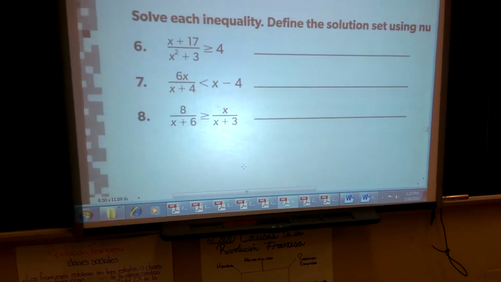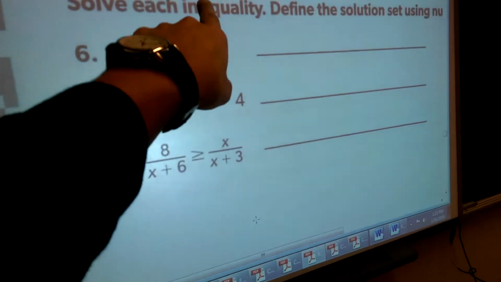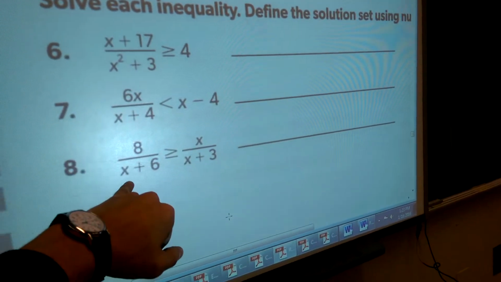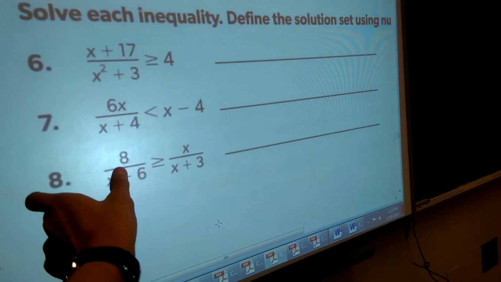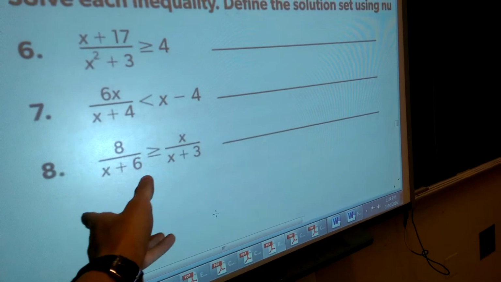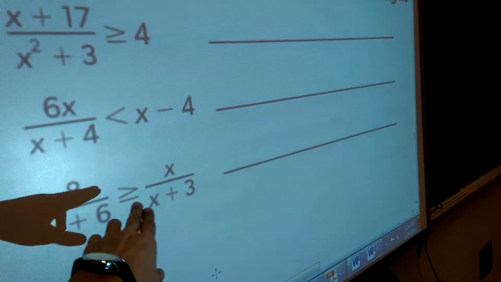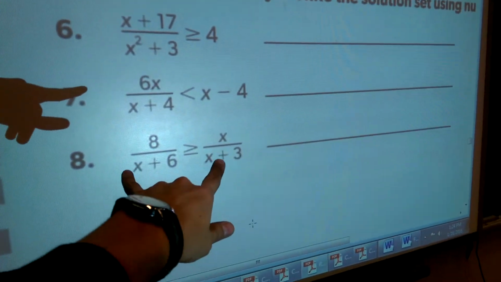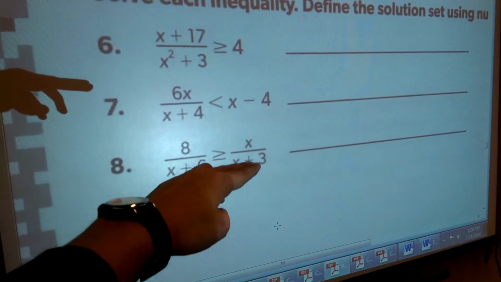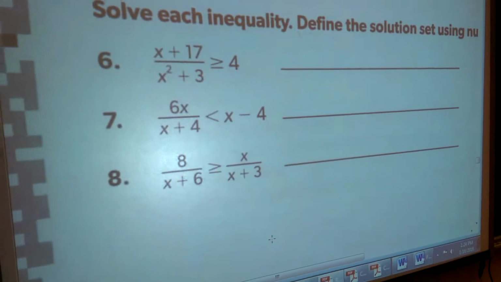This video is going to show you guys how to solve a rational inequality. Rational because you have a fraction where the denominator is an algebraic expression. It has an x plus or minus some number. There could be a coefficient here. So here we have algebraic expressions in the denominators. Automatically we're going to have a rational expression, and since it's an inequality, it's a rational inequality.